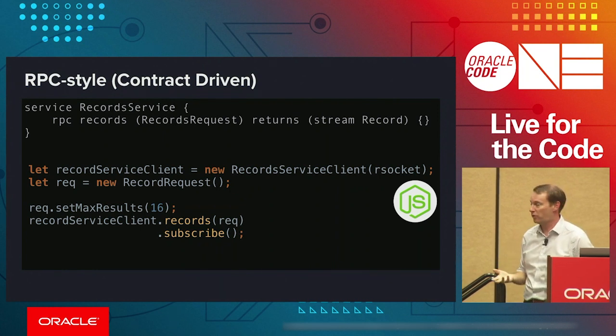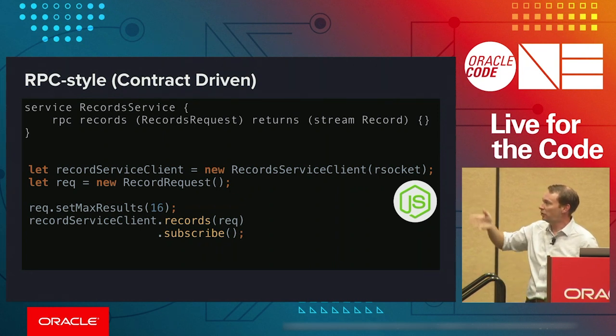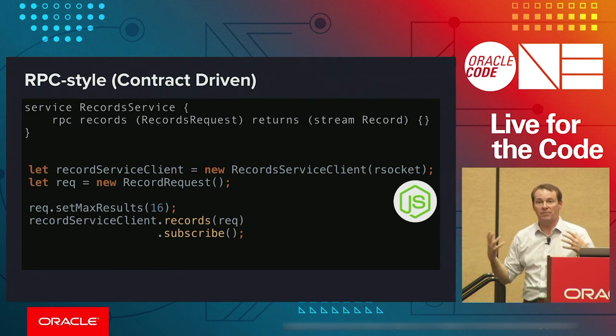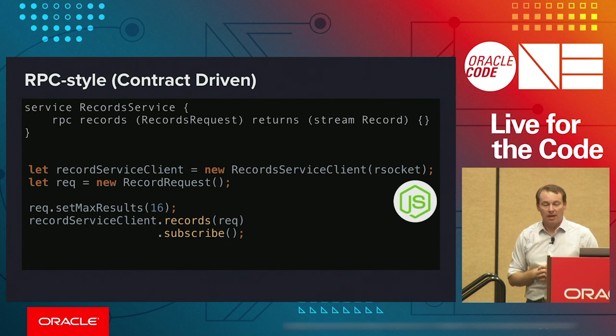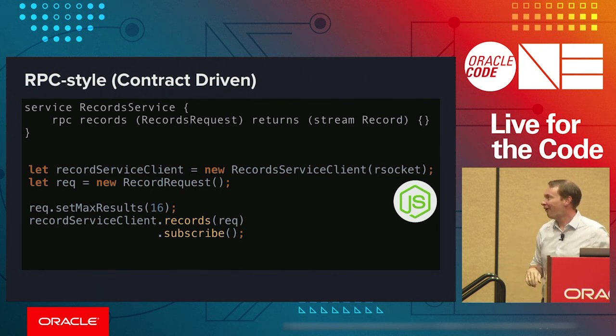We can use the same protobuf compiler to build a record service client, set the max results, and subscribe for those same things to come in. And now all of a sudden you have interop between all of these different languages using a consistent RPC style API. Okay. Now, I am personally not a super fan of RPC style APIs, an opinion you may or may not share with me. I'm old enough to remember the last time we tried RPC and it didn't really work for us. So there are alternatives, right?